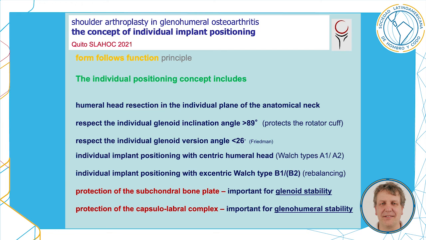The important technical points are the protection of the subchondral bone plate in order to have optimum glenoid stability, and the protection of the capsulolabral complex in order to gain glenohumeral stability.